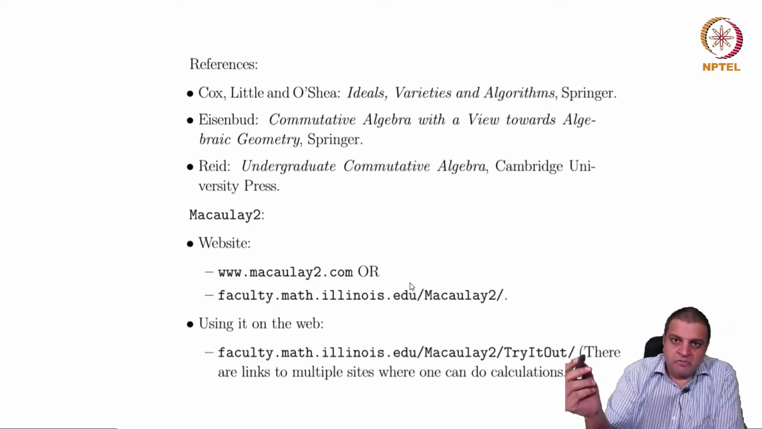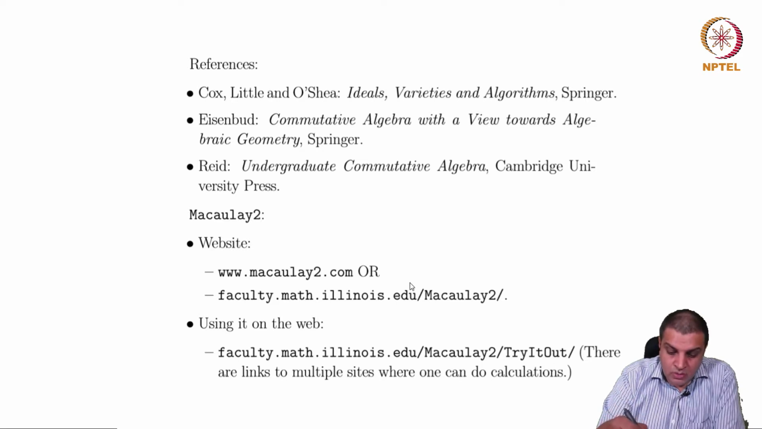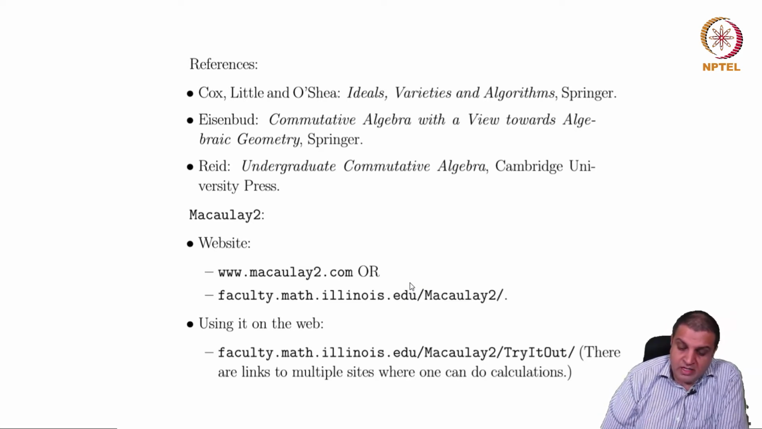And the software that we will use is, as I mentioned earlier, Macaulay 2, which can be downloaded from its website, www.macaulay2.com, or it points to a much longer URL, which is from the University of Illinois. And if you do not want to download it and just want to run some simple programs or a few commands, there are places on the web where you can do it directly, and links to multiple such sites are available on this URL.